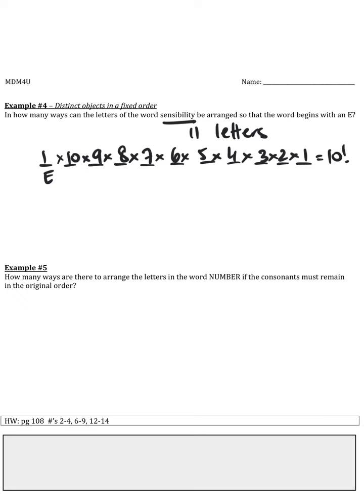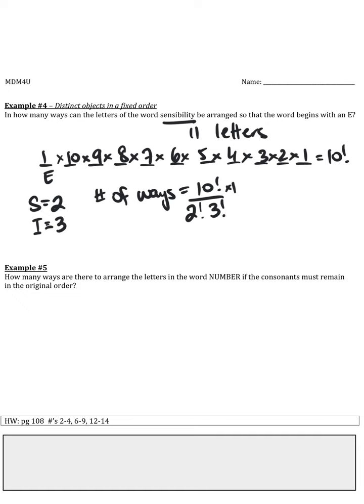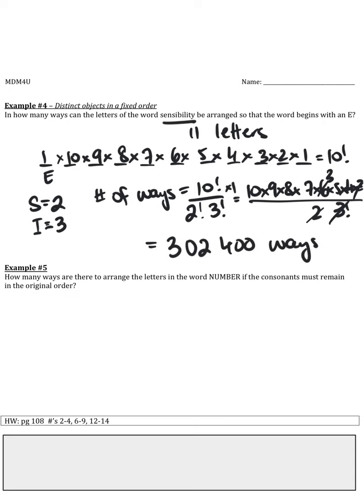So now let's look through the word sensibility and see if there's any repetitions. Noticing that there's 2 S's and 3 I's. So of course we need to divide those repetitions out. So we have 10 factorial, times 1 for the E, which is still just 10 factorial, over 2 factorial times 3 factorial. And we can simplify here a little bit just to make our calculation a little bit easier. And we are left with 302,400 ways.